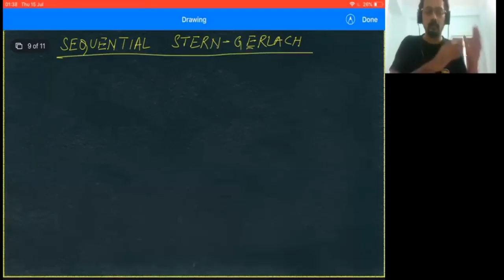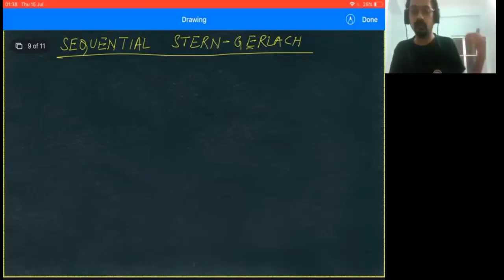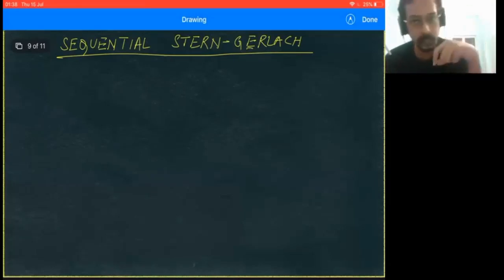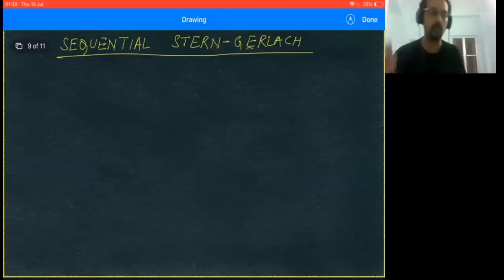Okay, so we place Stern-Gerlach apparatus in sequence and we make the beam pass through more than one such apparatus and see what beam we finally get. So we will be in particular looking at three possible cases. Let us look at them one by one.